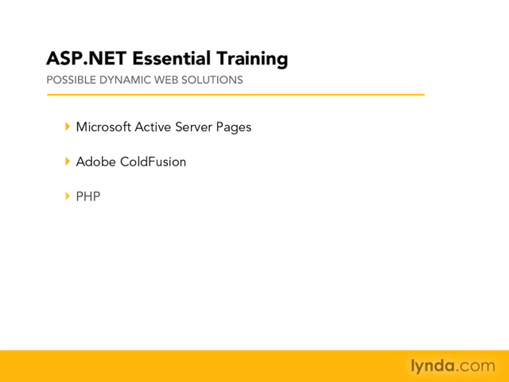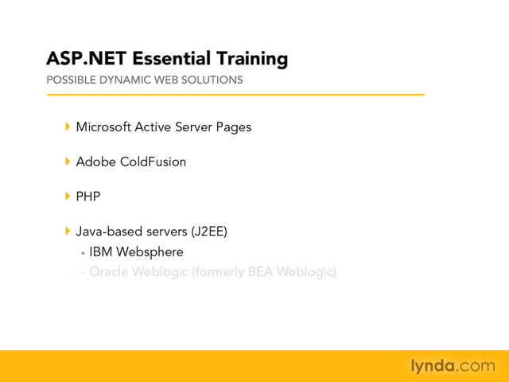Some developers use PHP, a completely free and open source product that once again is available on many operating systems. And for Java developers, there are many application server products available, including WebSphere from IBM, WebLogic from Oracle, formerly from BEA, JBoss, a completely free J2EE or Java-based server, and others. And finally, there's Microsoft's ASP.NET.